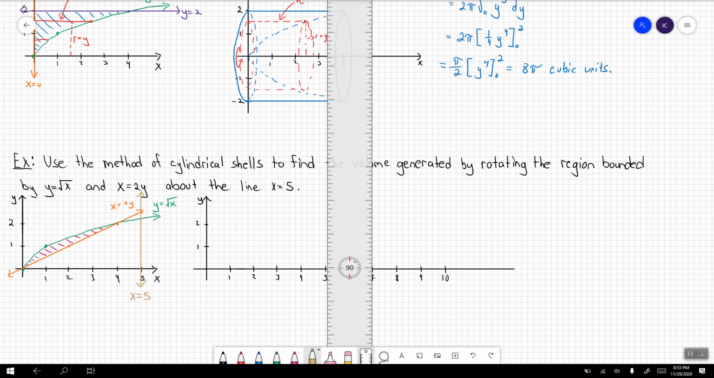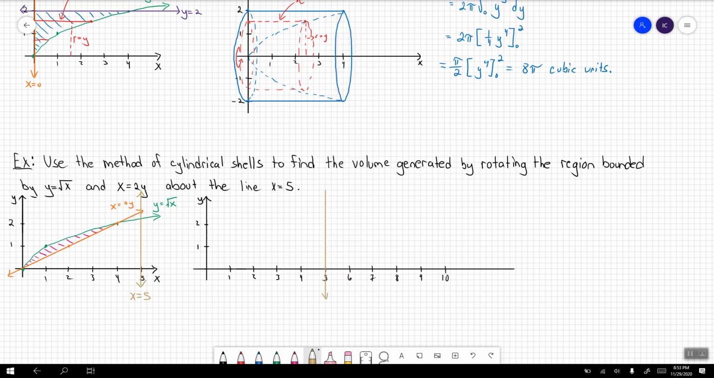So coming through here, where we have x is equal to 5, I'm going to have my axis of rotation. So this is my axis of rotation where I have x is equal to 5. There we are. So we're going to be spinning around that axis. Now, to graph this, I'm going to graph my outside function first. That's going to be at 0, 0. It's also going to be at 1, 1, and it's also going to be at 4, 2. There we are.